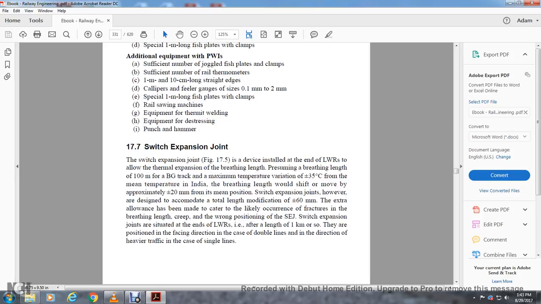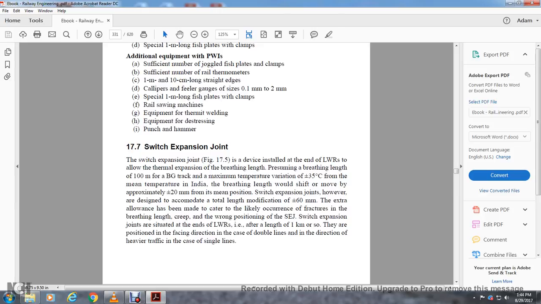17.7 Switch expansion joint. A switch expansion joint is a device installed with a long welded rail to allow the thermal expansion of the breathing length, presuming a breathing length of 100 meters on broad gauge track. With a maximum temperature variation of plus or minus 35 degrees Celsius from the mean temperature in India, the breathing length moves by approximately plus or minus 20 millimeters at the switch. The expansion joint design accommodates a total length change of plus or minus 60 millimeters.